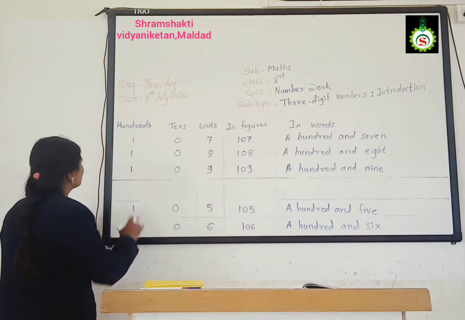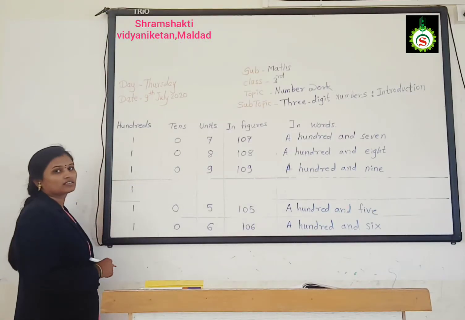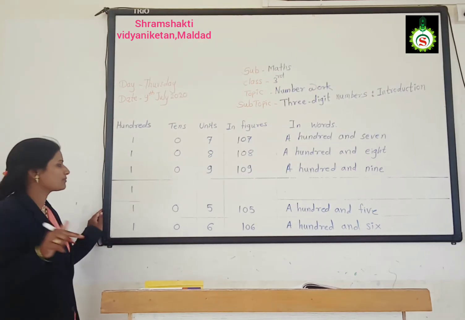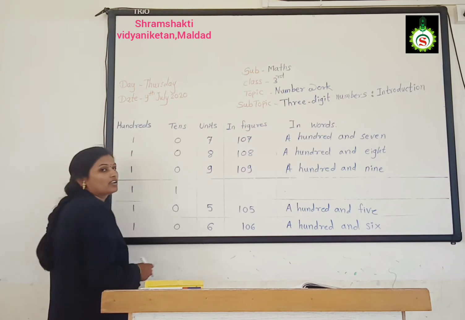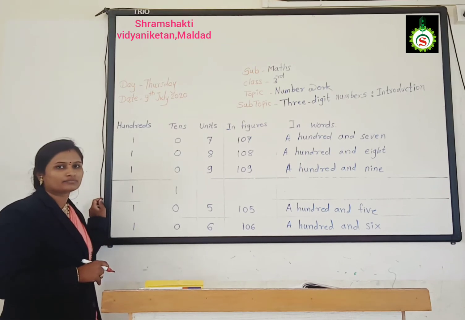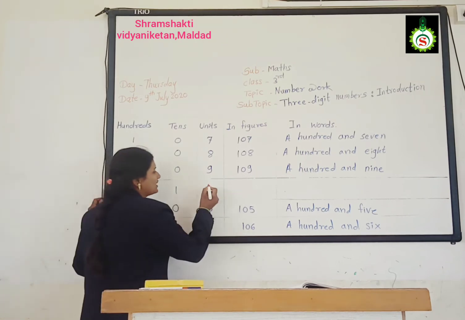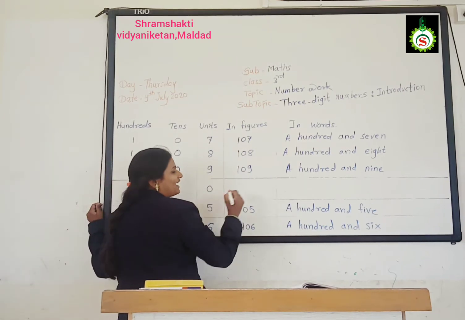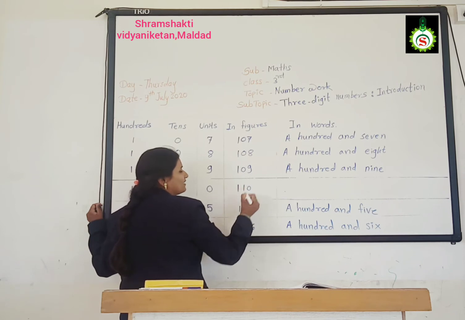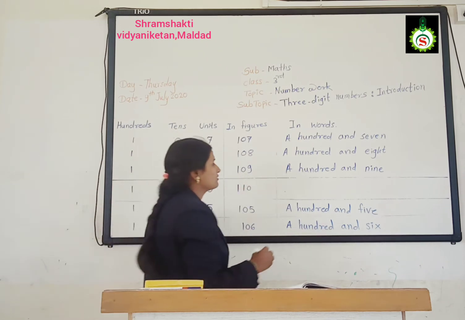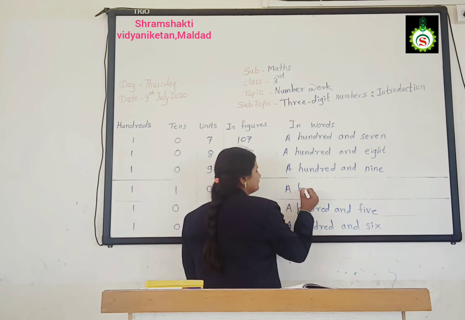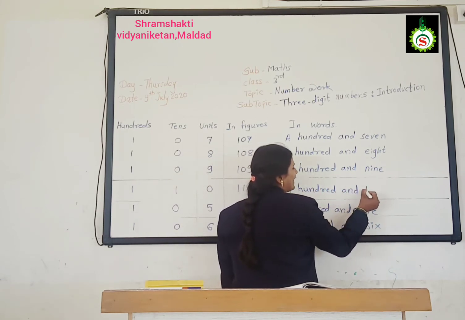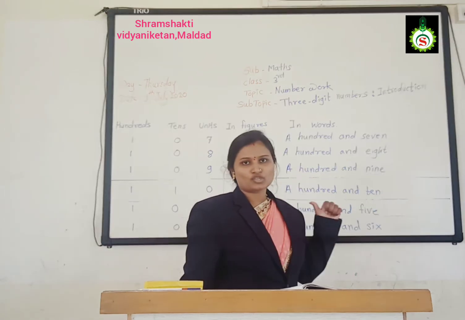A box of 100 crayons and a packet of 10 crayons. Means we write 100 columns 1. There are 10 crayons in the packet. Means we write 110. And single crayon, no crayon symbol, means we write here 0. In figure, which number we get? We get 110. We write hundred and ten. Understood this topic?